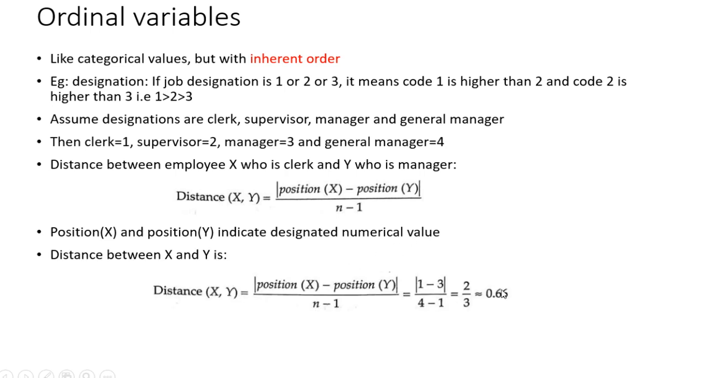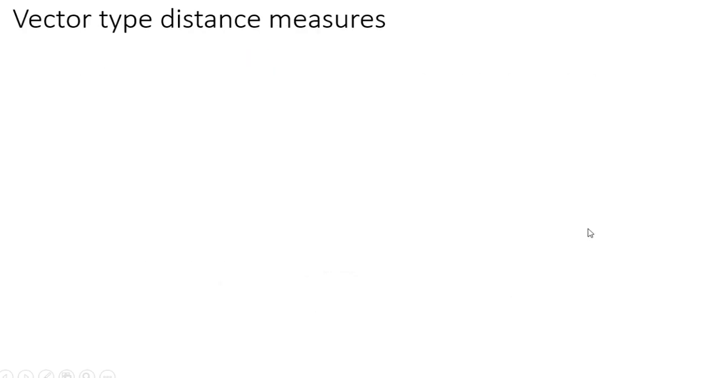So this is how you find it. Position of X is 1, position of Y is, let's say, manager, 3. So 1 minus 3, take the absolute value, divided by the total number of values minus 1. So you get the distance as 0.66. So to measure the distance for ordinal values, you can take this formula.